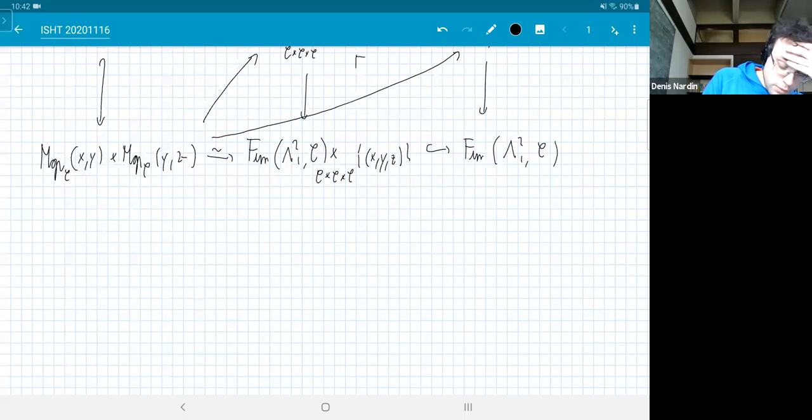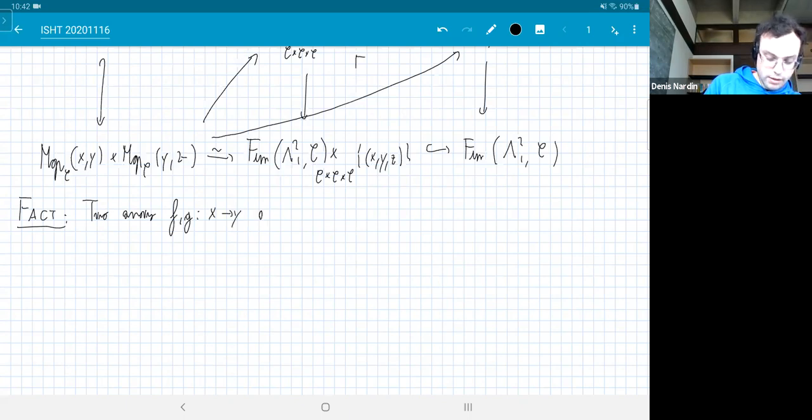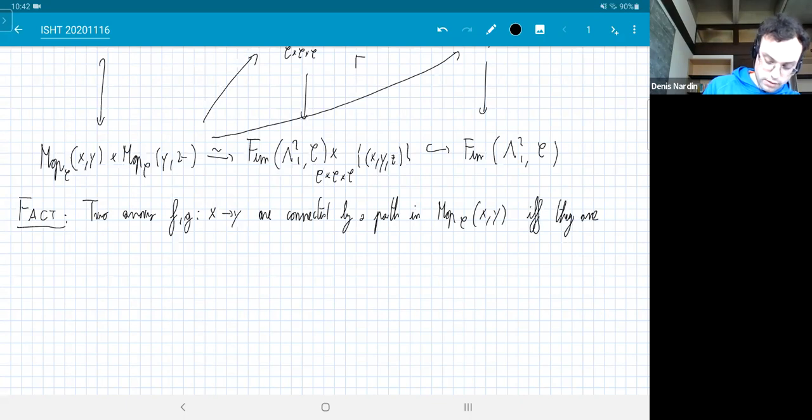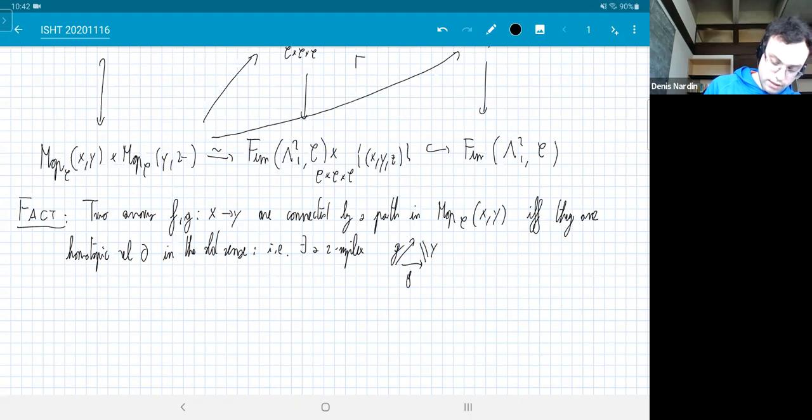And actually, let me put a fact. That's easy enough that I might give it as an exercise, but I haven't decided yet. Two arrows F, G, X to Y are connected by a path in Map_C(X, Y) if and only if they are homotopic relative to the boundary in the old sense, i.e., there exists a two simplex with boundary F, G, the identity of Y.